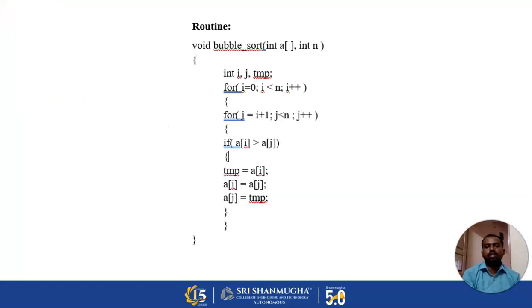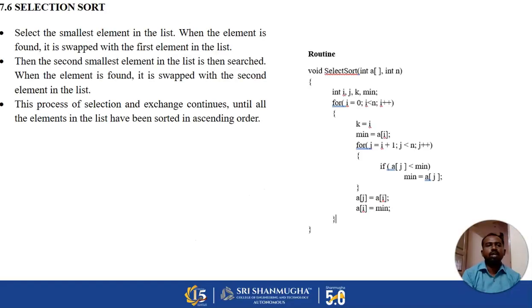This is the example program of bubble sort. Next one, selection sort. Select the smallest element in the list. When the element is found, it is swapped with the first element in the list. Then the second smallest element in the list is searched. When it is found, it is swapped with the second element in the list. This process of selection and exchange continues until all the elements in the list have been sorted in ascending order.